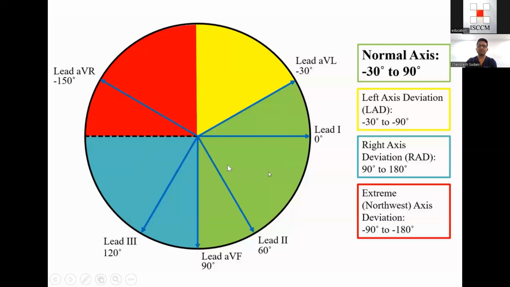The first quadrant is the green quadrant, which goes from lead 1 to lead aVF. Normally, if the overall QRS complex deviation comes into this green zone, you can say that this is a normal axis. But if the axis comes into the blue part, then this should be considered a right axis deviation, while the red color will tell about extreme axis deviation.